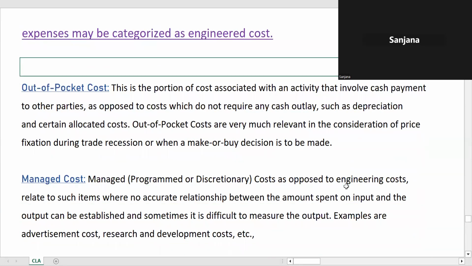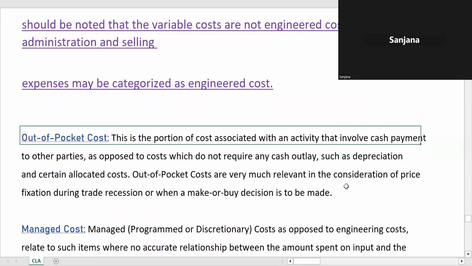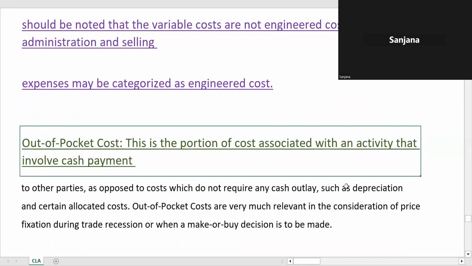The next is out of pocket cost. Anything which you have to spend from your pocket is out of pocket cost. This becomes relevant during times of recession and all. Because at that point of time, you don't have cash to spend. You might have certain resources, so you are okay to use it, but you don't have cash to spend. That time, out of pocket cost becomes relevant.